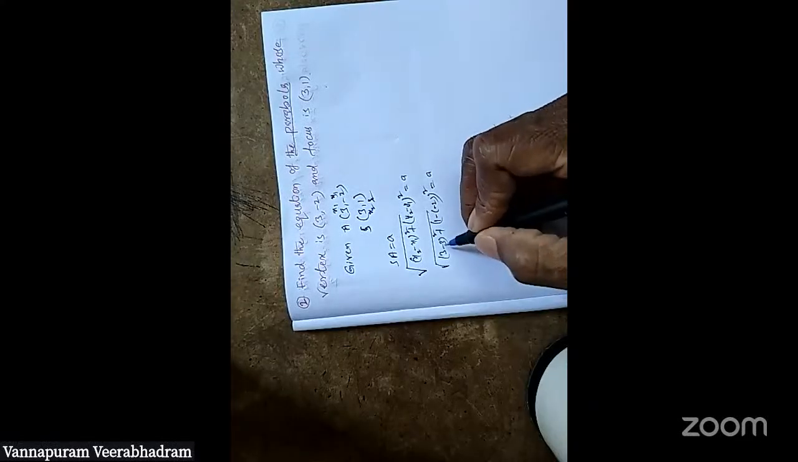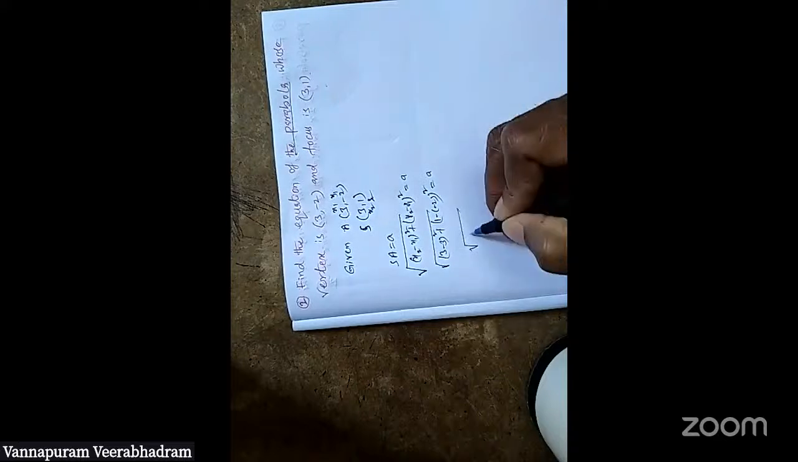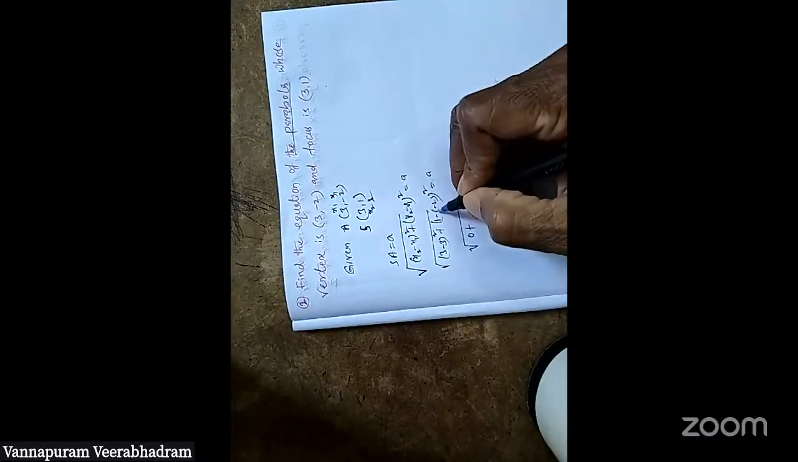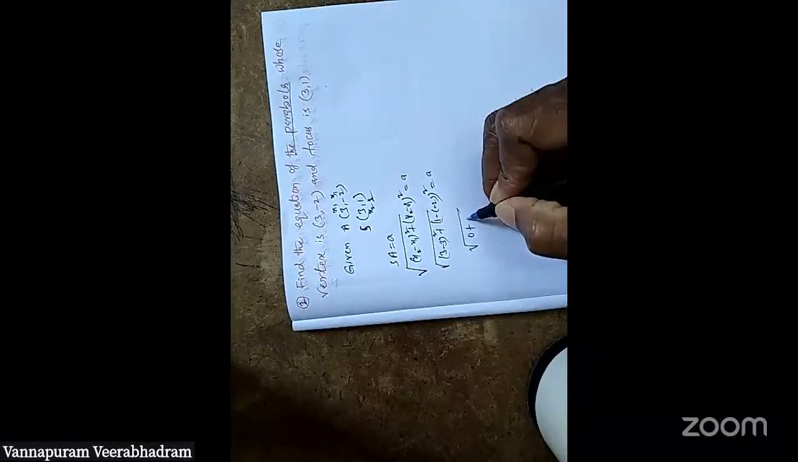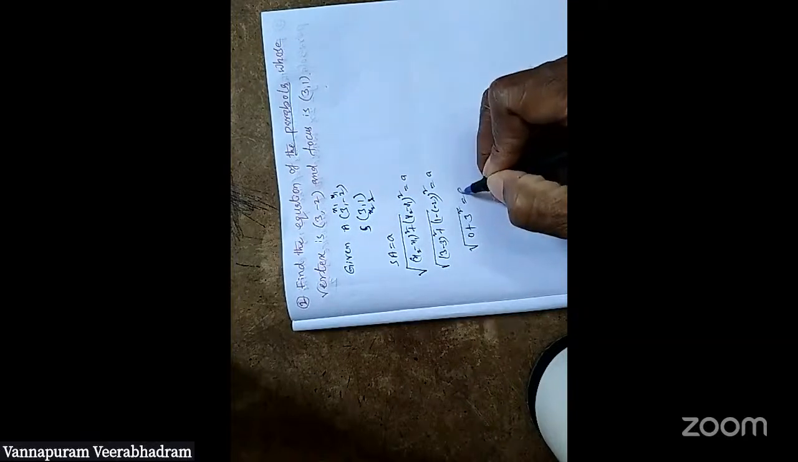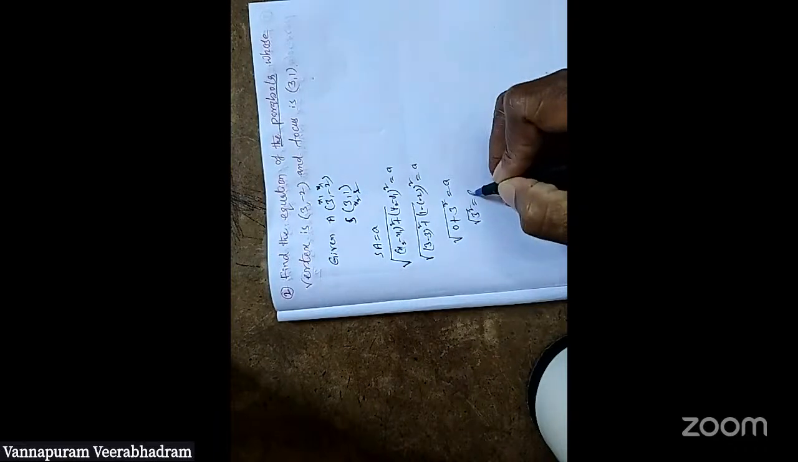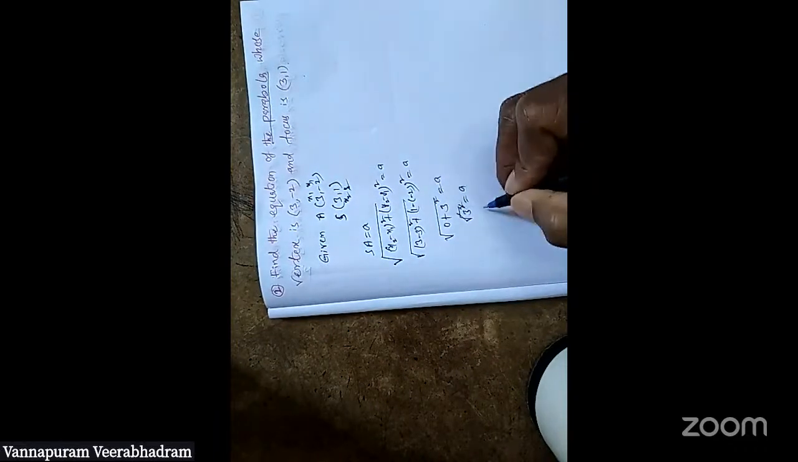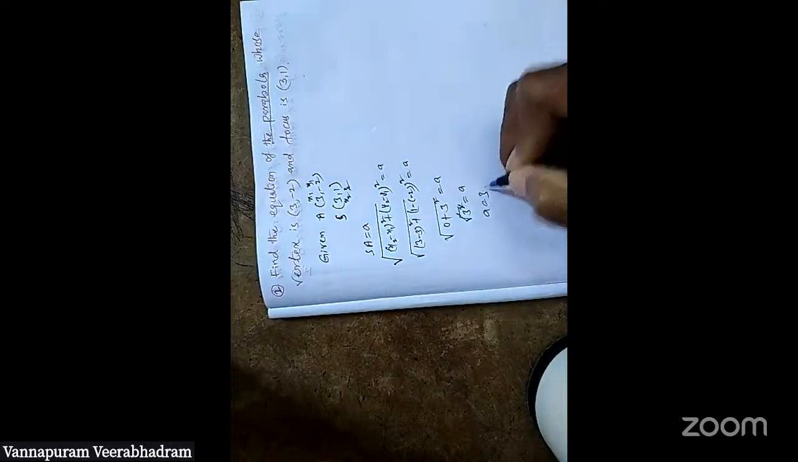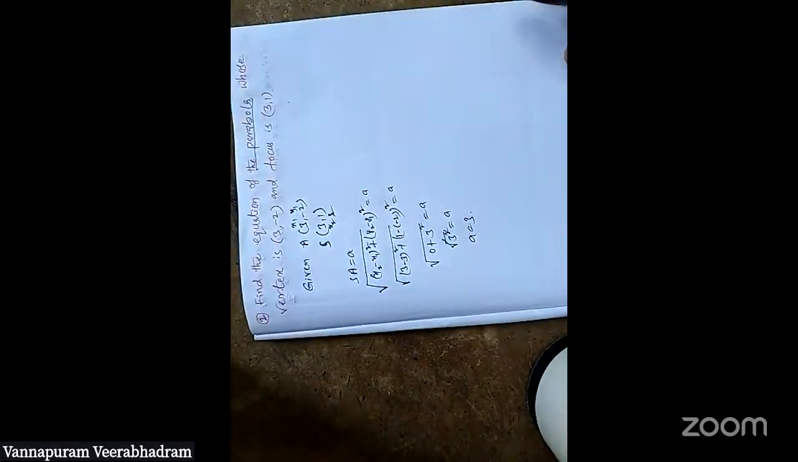So here 3 minus 3 gets 0, 0 plus 1 minus half minus 1, that is 1 plus 2, that is 3 square. So that is root 3 square, which is a. Square root gets cancelled, a equal to 3. So we have small a equals to 3.